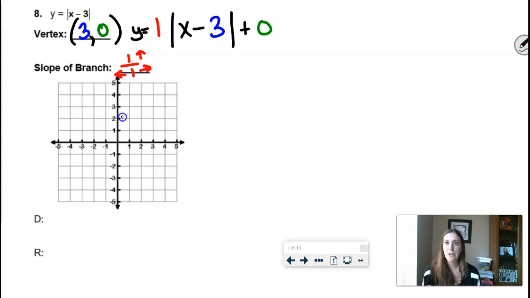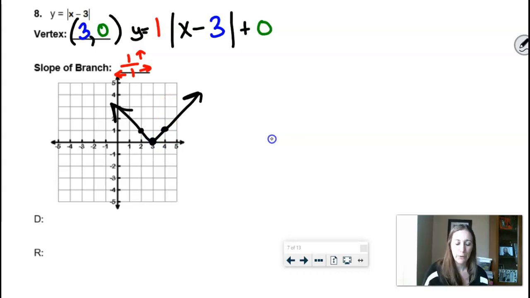All right, here goes. Vertex at 3, 0. And then our slope is up 1, right 1, and up 1, left 1. You can keep going, but you know nothing's going to save my graph, so I'm just going to go for it. That actually wasn't too bad. Good job, Mrs. Abruzzo.